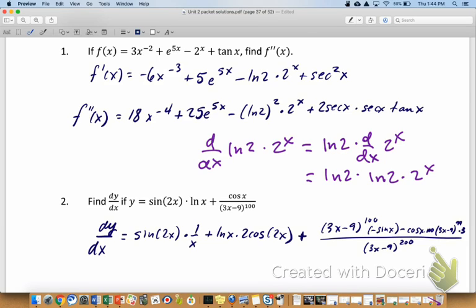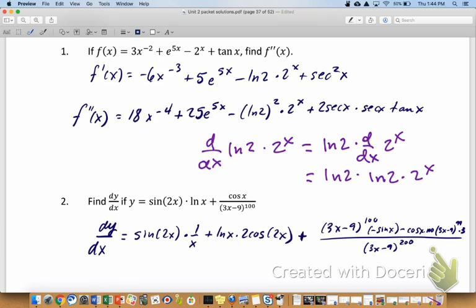What else? Other questions on 1 and 2? Did you like that quotient rule on 2? Aren't you glad you know how to do the chain rule? Well, what's the alternative to the chain rule there? Bringing the 100 up. Yeah, well, wouldn't you have to multiply 3x minus 9 times itself 100 times? Yeah, it'd be really annoying. So guys, any other questions on 1 and 2?